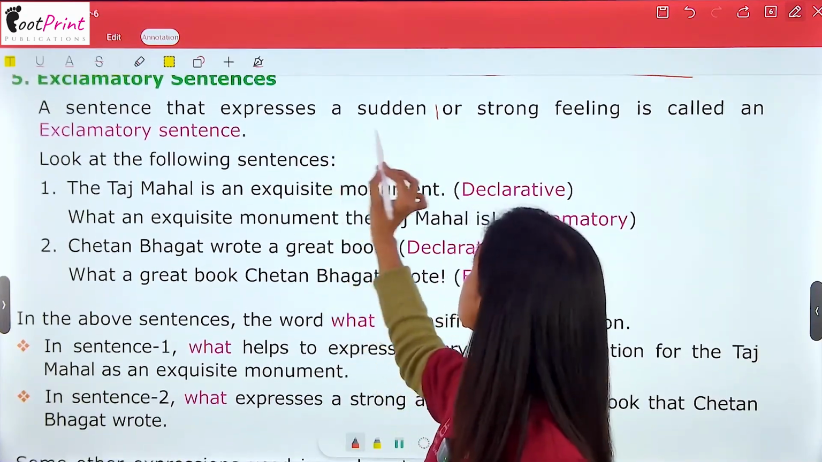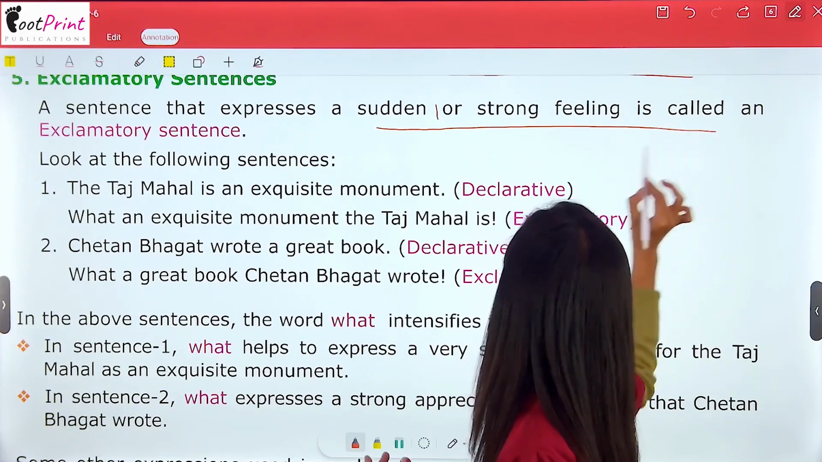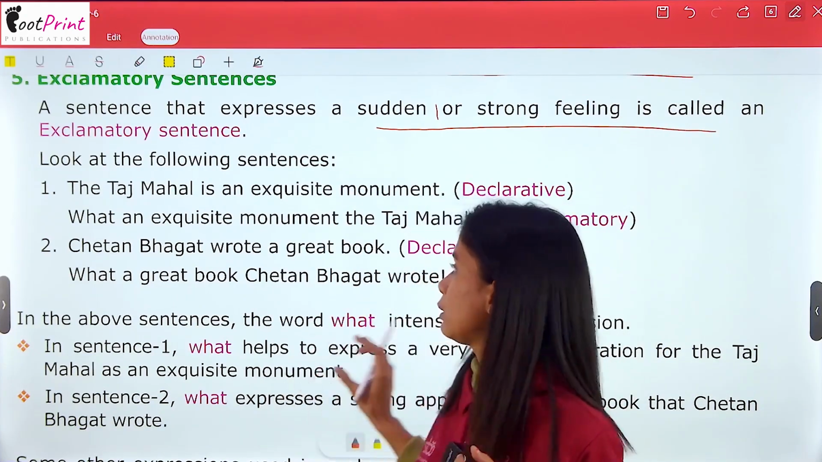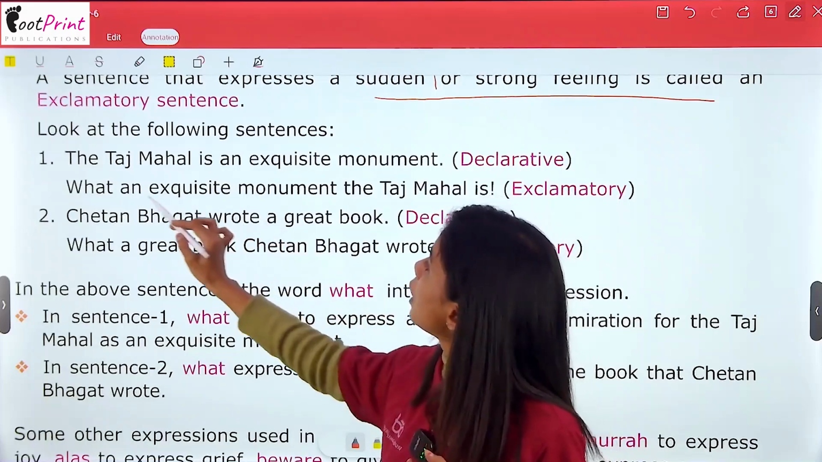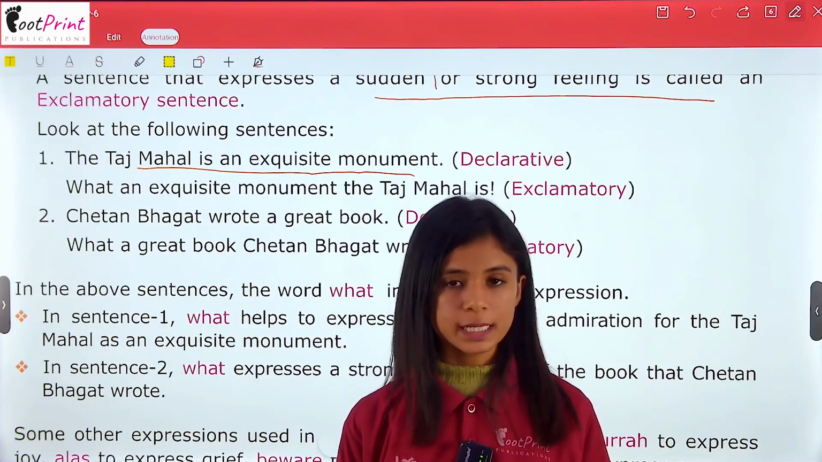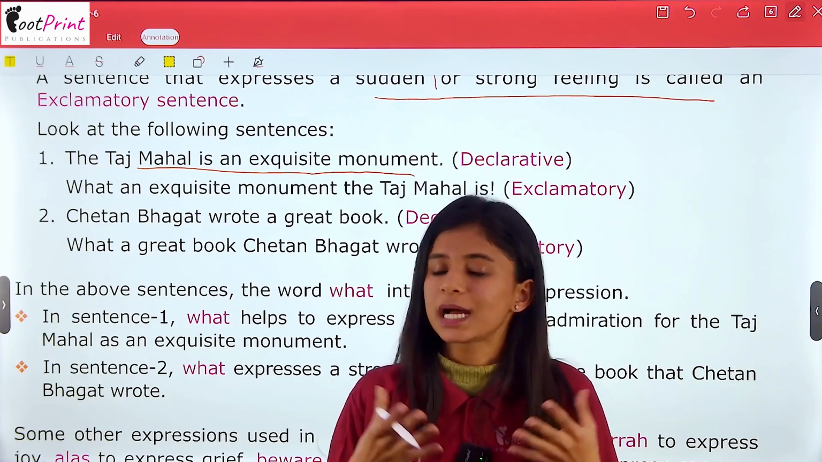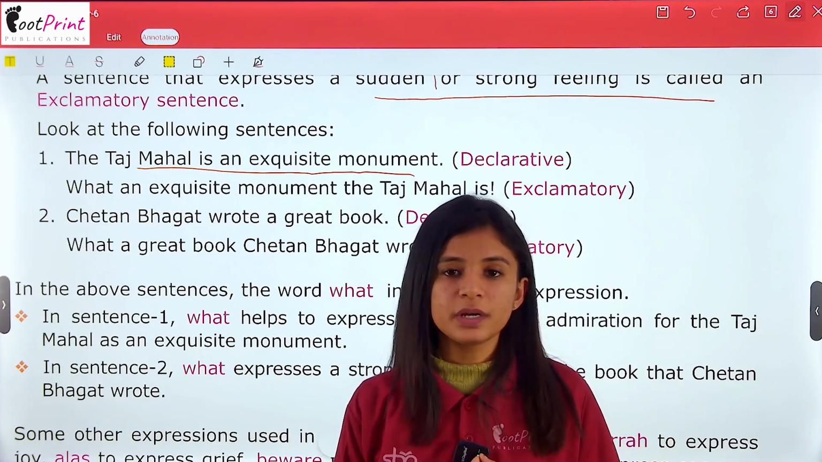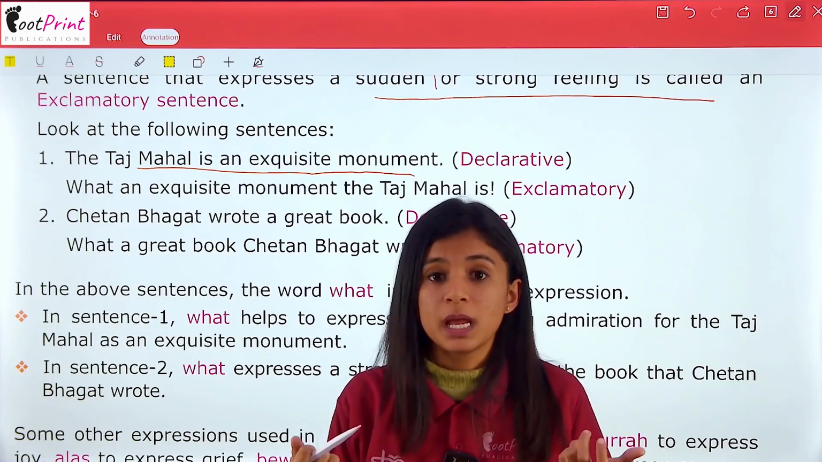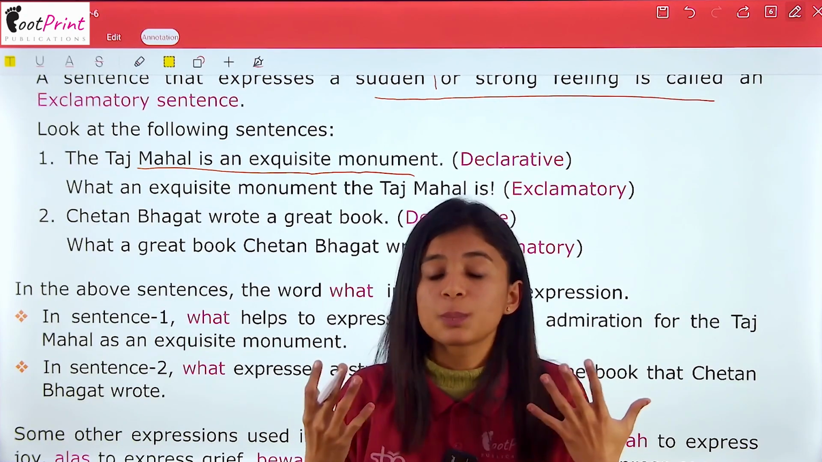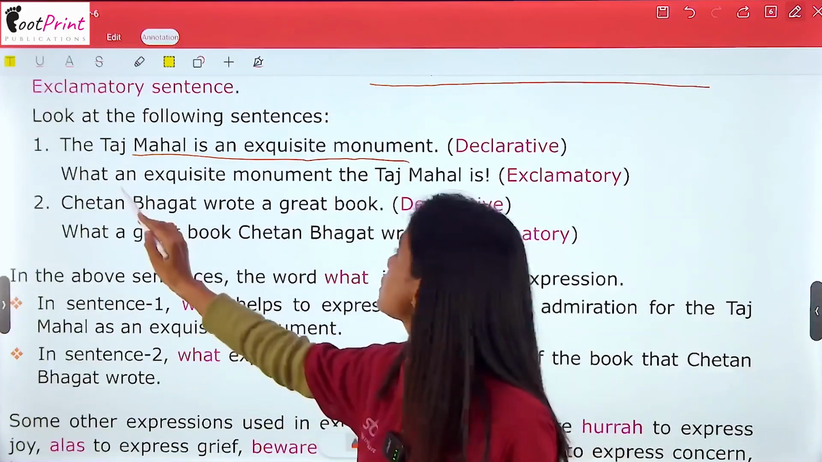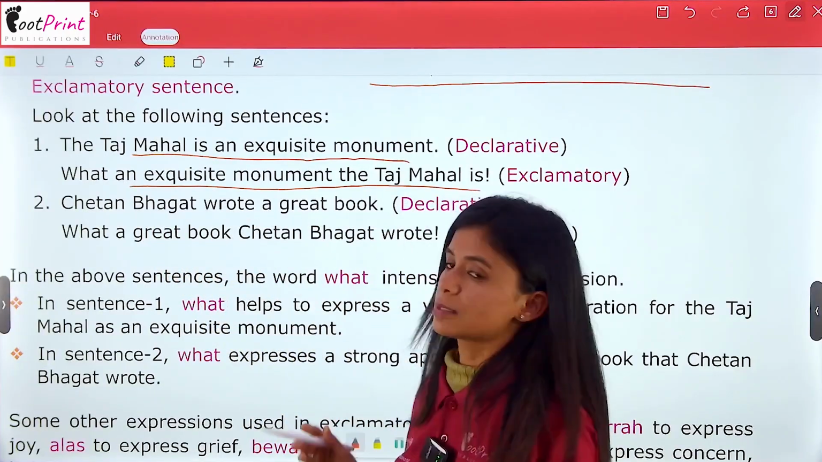A sentence that expresses a sudden or strong feeling. For example, the Taj Mahal is an exquisite monument. This is also a declarative sentence that we all know that Taj Mahal is beautiful. It is a very beautiful place. But when I myself go to the Taj Mahal and I become shocked or surprised with the beauty it holds, I will say, what an exquisite monument the Taj Mahal is.